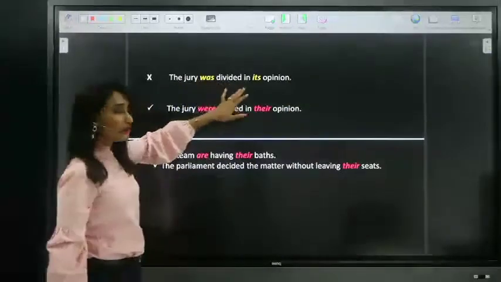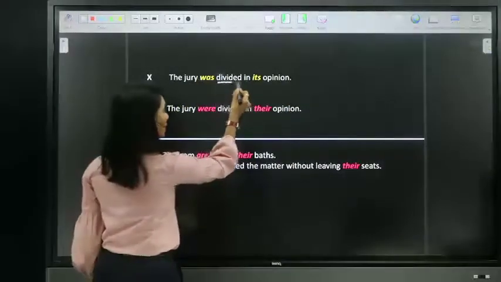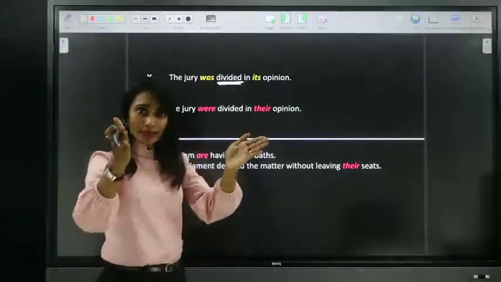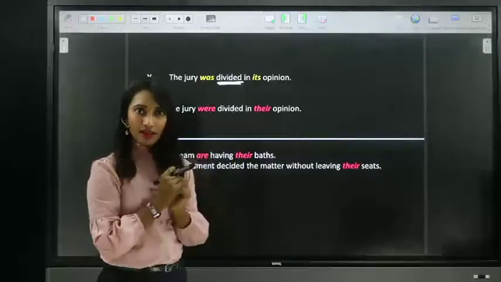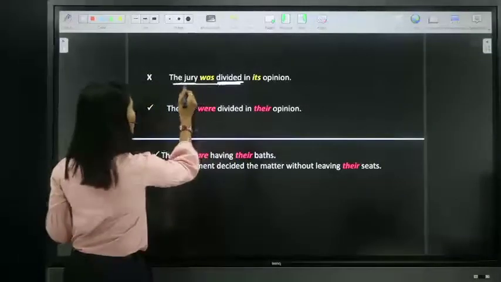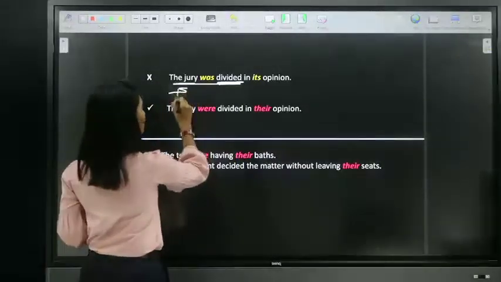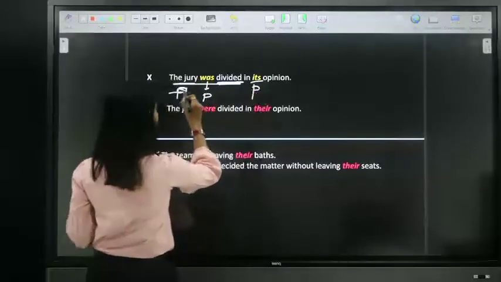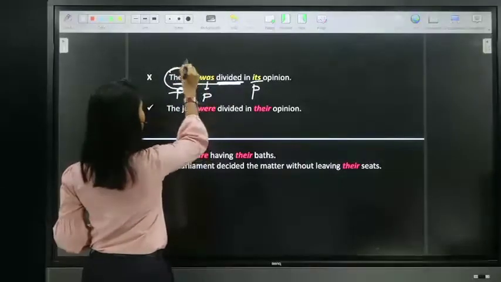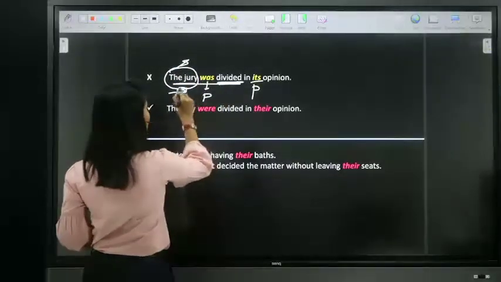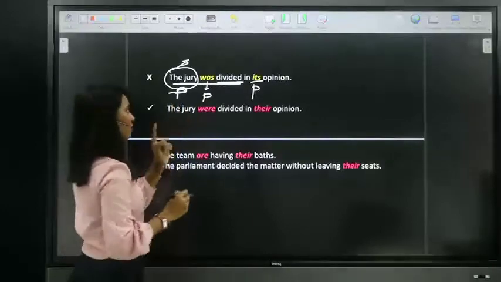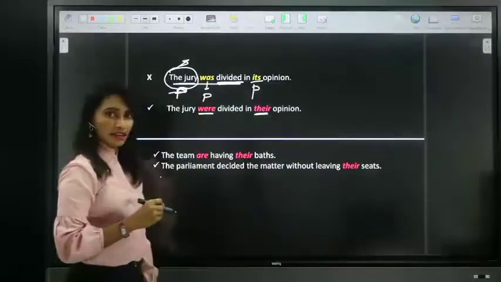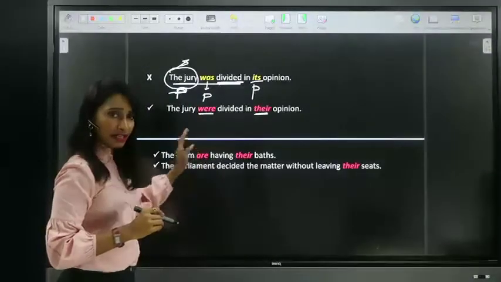So look at this example here. The jury was divided in its opinion. Look at this, guys. Divided. Divided means it became two entities. Then the subject is plural, hence we require a plural verb and a plural pronoun. As a subject, generally jury is a singular collective noun. But as it is divided, it became a plural one. So, the jury were divided in their opinion. Is it clear? When it is divided.